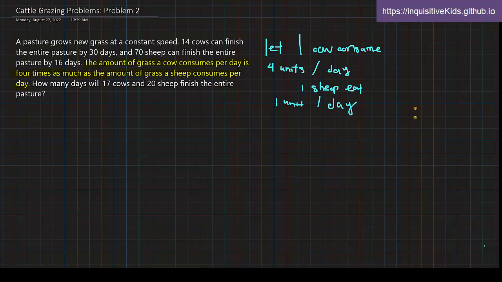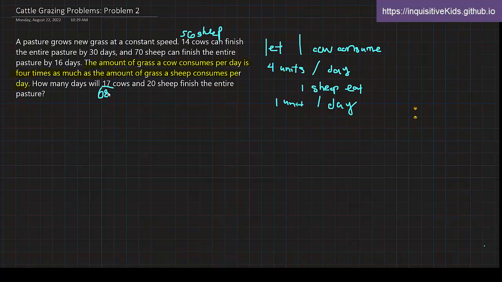So for example, over here we have 14 cows can finish the entire pasture by 30 days. Well, instead of writing 14 cows, we can turn this 14 cows into 14 times 4, 56 sheep up here. And the final question is 17 cows and 20 sheep finish the entire pasture. So instead of making it 17 cows and 20 sheep, we know that 17 times 4 is 68. Over here, this is 68 sheep, and 68 plus 20 sheep is 88. So really, we're being asked 88 sheep. Okay, so let's get started. We already have the first step done.